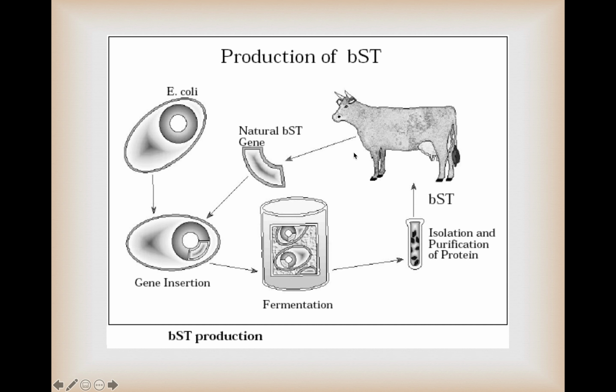This is how bST is being produced. The original bST gene has been identified, cloned into E. coli, and then fermented and upscaled, and then inserted back into the cow after it has been purified and isolated.